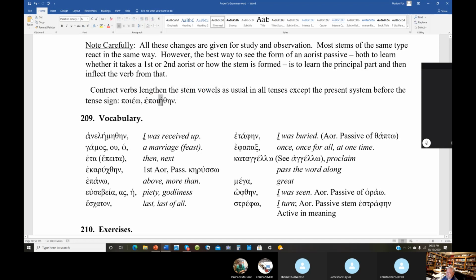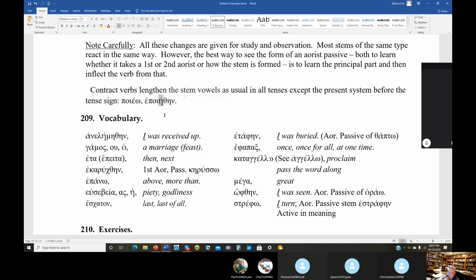Then you have a thane ending. There's your augment, and there's your ending of the first person singular. So your epsilon in that root becomes an eta. That epsilon becomes an eta. So it lengthens. That's what they're trying to tell you there. Any questions?